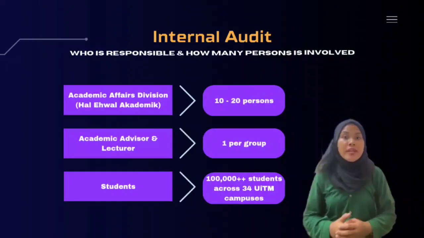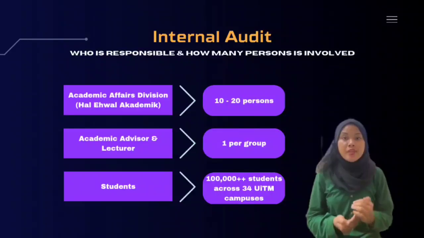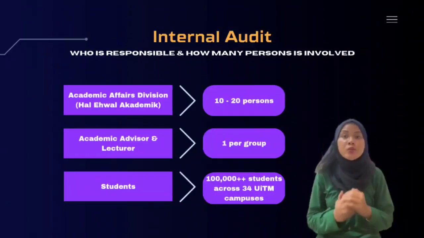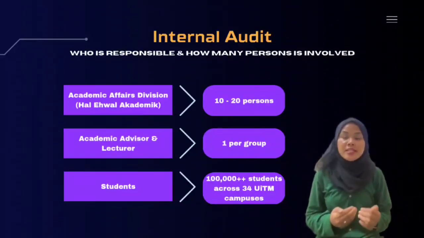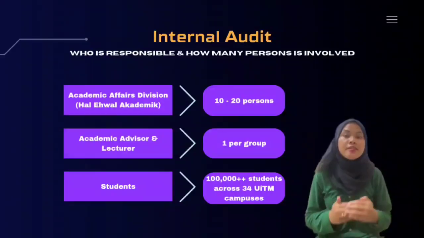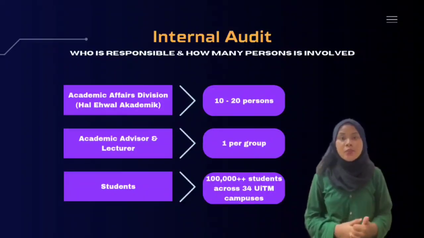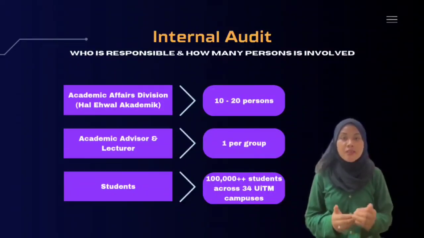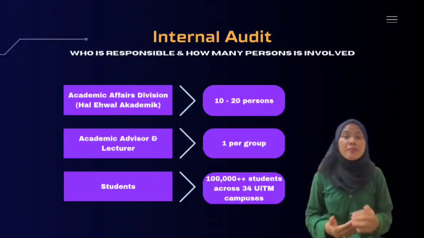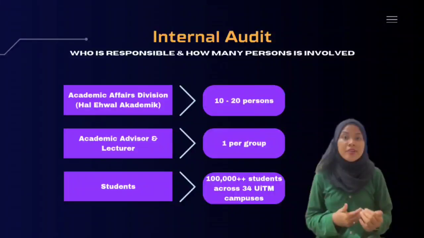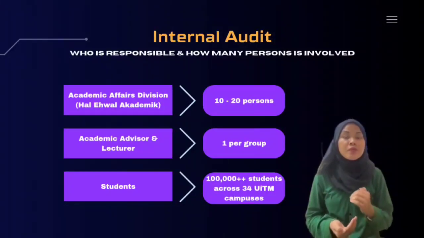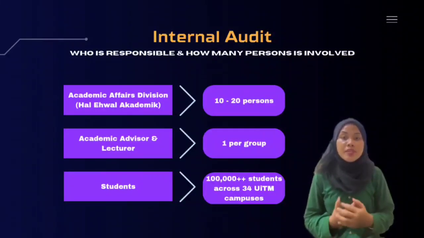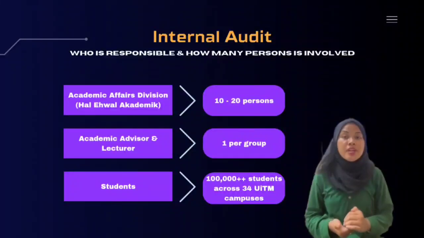Now let's have a look at the internal structure of the UiTM eCourse registration system to understand who is involved in the current process and how many people are responsible at different levels. First, we have the Academic Affairs Division, also known as Hal Ehwal Akademik. This department oversees managing and coordinating the registration process from the top level. Usually, about 10 to 20 people from this division are directly involved in making sure the registration runs smoothly.